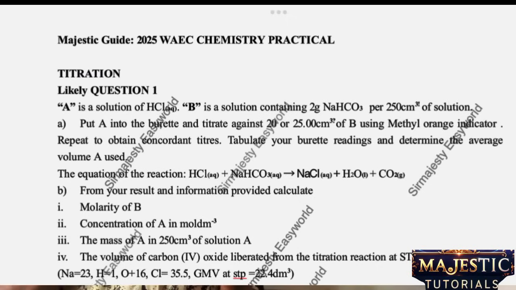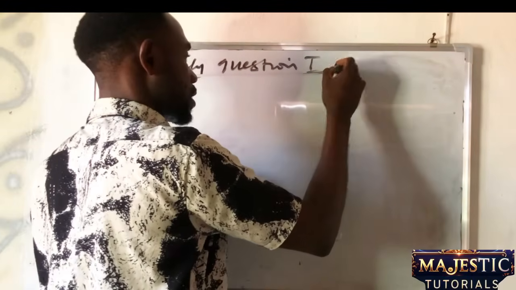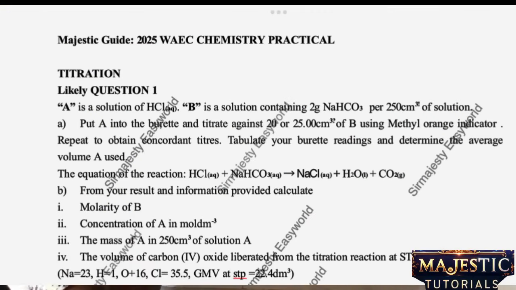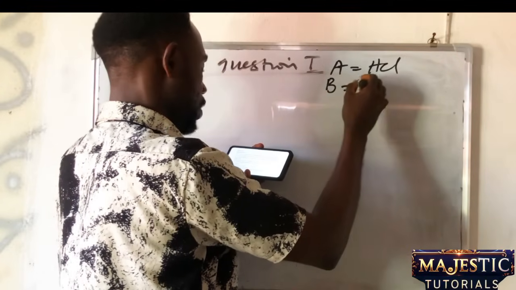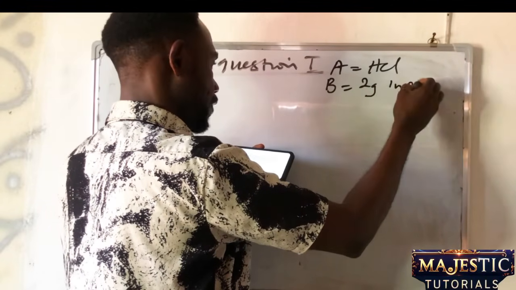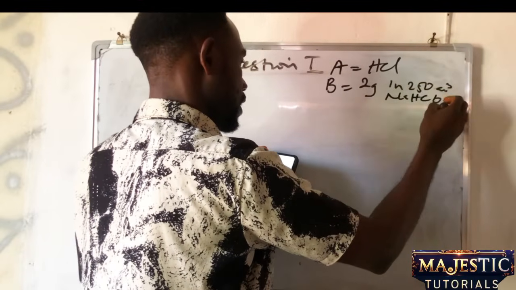1 in titration, we have that A is just HCl. They didn't give us further information, so you also write it. A is just a solution of what? HCl, no strength. While B is a solution, but it is 2 grams in what? In 250 cm cube of solution of NaHCO3. These are the basic things.